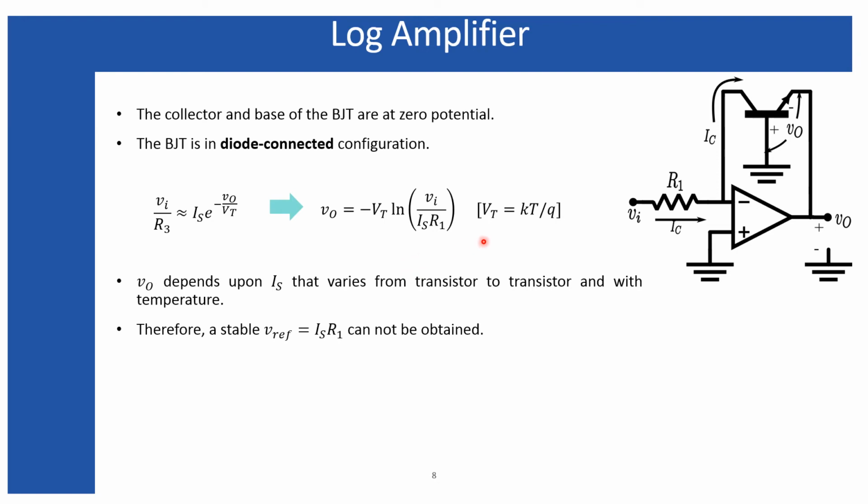In addition to that, this Vt exists over here, and this Vt is basically associated with the gain. So the gain depends upon the temperature, because this is thermal voltage. So this is another drawback of this circuit. And this reverse saturation current Is also depends upon the temperature. So there are basically lots of drawbacks of this circuit. So let's see what the improved one is.